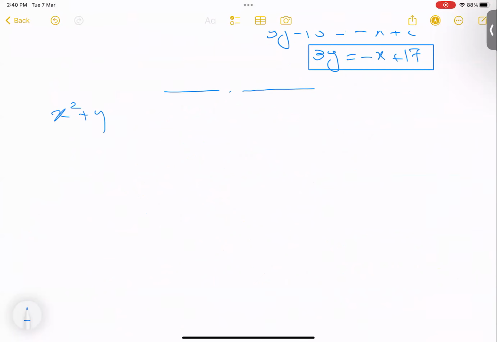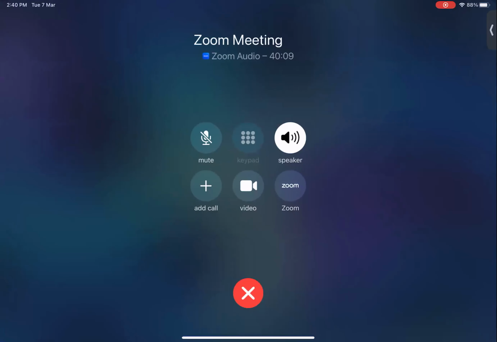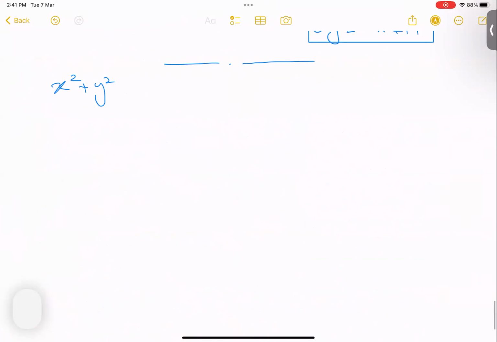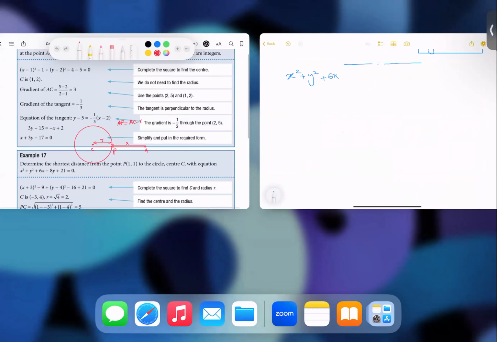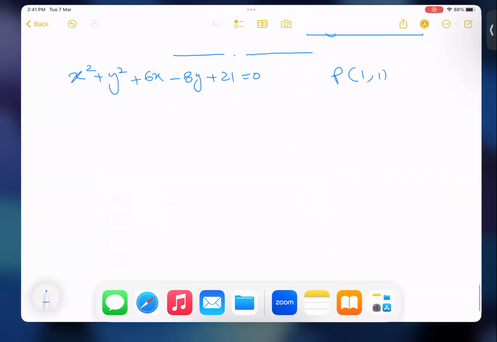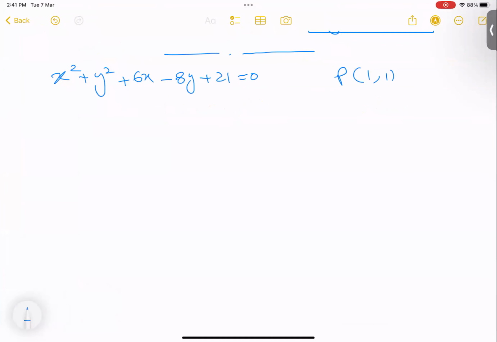x square plus y square plus 6x minus 8y plus 21 equals 0. And the point given by him is (1, 1), point P. Let's recheck once again: x square plus y square plus 6x minus 8y plus 21 is given here. So let's start. Bismillah ar-Rahman ar-Rahim.